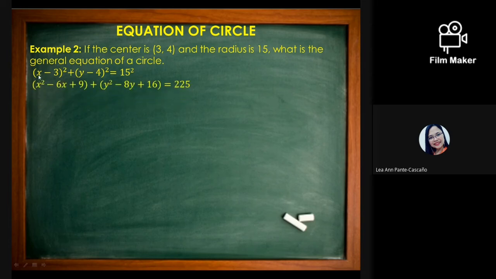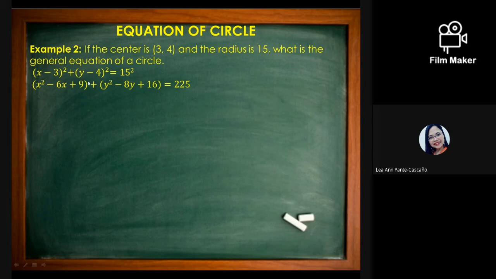Let's expand. Square of the first, x squared. Multiply the first and the last, so that is 3x times 2 is 6x. And the sign is negative, since this is negative. The last term is always positive. 3 squared is 9. That is the expanded form.